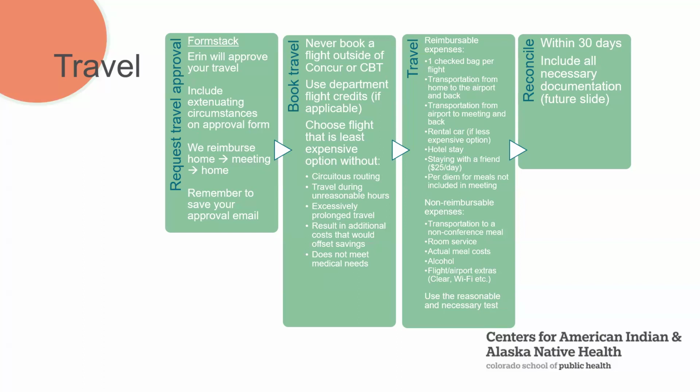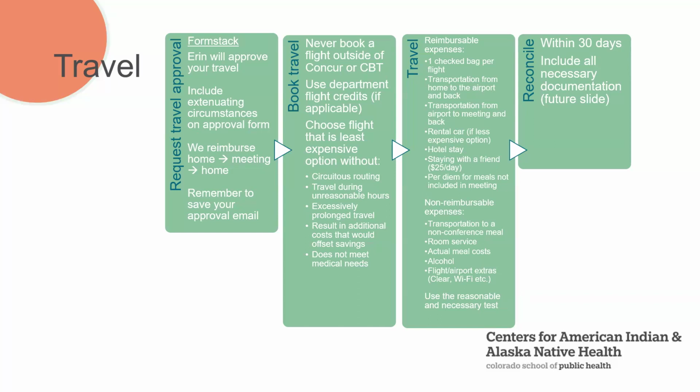Okay. So when you are traveling, this is a non-exhaustive list of things that can be reimbursed and cannot be reimbursed. So we do reimburse one checked bag per flight, unless there's a reason, like you're bringing tabling supplies. Maybe that would be an exception where you'd be able to reimburse more than one bag. We reimburse transportation from home to the airport and back, and transportation from the airport to the meeting and back. We reimburse a rental car only if it's the least expensive option compared to taking taxis. And if we see a rental car on the reimbursement for your travel, we would hope not to also see taxis while you're in your location.